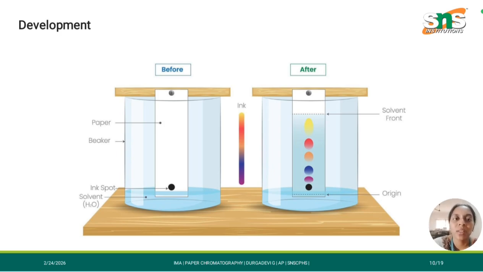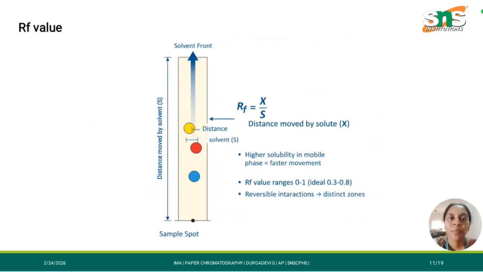And as the solvent moves, the sample which has more solubility in the mobile phase will move faster, that is the yellow one, and the sample which has less solubility in the mobile phase will move at a slower rate. You can see the purple one, which is still near the site of application.